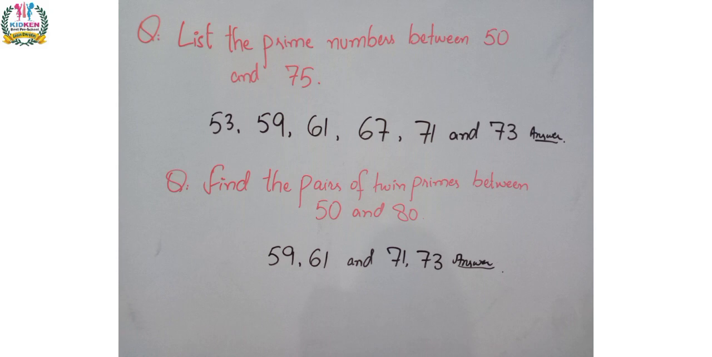Next question is find the pairs of twin primes between 50 and 80. So this method is also the same as the previous question, but you can simply write them in pair form. So 59 and 61, these two values are prime numbers between 50 and 80, and 71 and 73 are also prime numbers between 50 and 80.